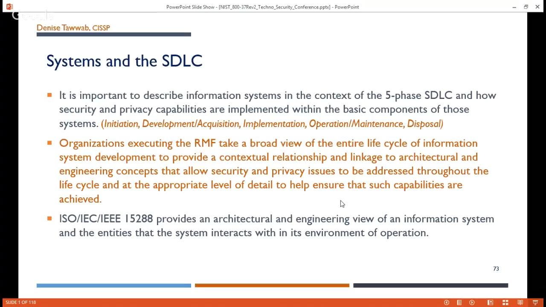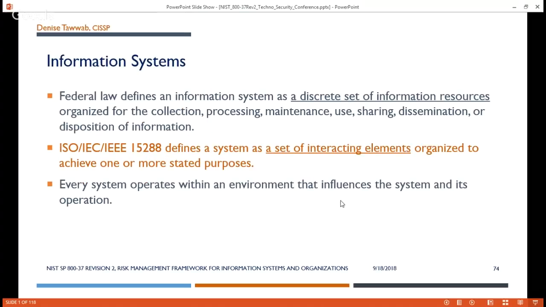ISO IEC IEEE 15288 provides an architectural and engineering view of an information system and the entities that the system interacts with in its environment of operation. Information systems. Federal law defines an information system as a discrete set of information resources organized for the collection, processing, maintenance, use, sharing, dissemination, or disposition of information. ISO 15288 defines a system as a set of interacting elements organized to achieve one or more stated purposes. Every system, however you define it, operates within an environment that influences the system and its operation.